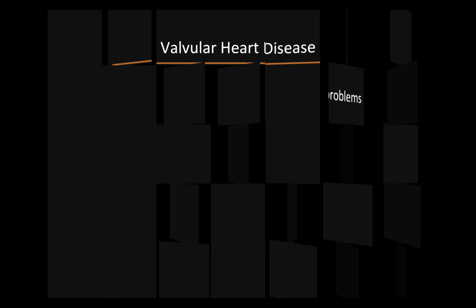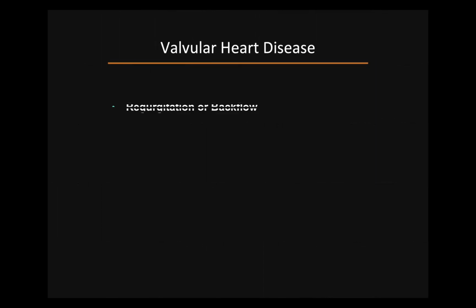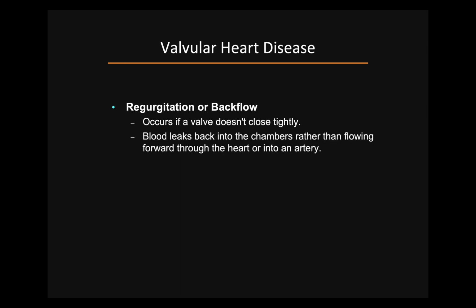So let's talk about regurgitation first. Regurgitation also can be called backflow, and this is where the valve doesn't close tightly. And so what happens is the blood is going to leak back into the chamber that it's coming from instead of flowing forward into the other chamber of the heart or into the artery. So for instance, let's say that you have blood in the left ventricle and you want that blood to move from the left ventricle into the aorta so that it can go out of the heart. But the mitral valve isn't working right. It's not closed tightly enough.